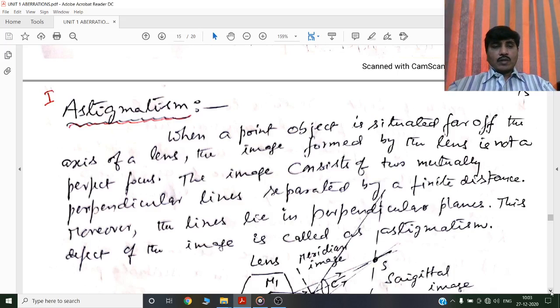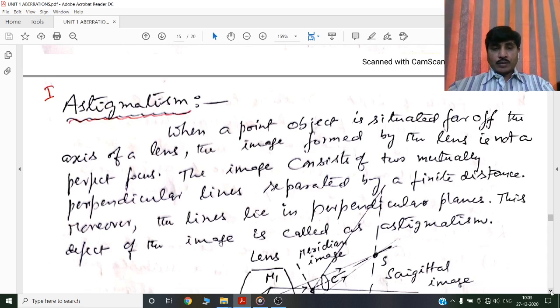Now, the next aberration is astigmatism. When a point object is situated far off the axis of a lens, the image formed by the lens is not a perfect focus. The image consists of two mutually perpendicular lines separated by a finite distance. Moreover, the lines lie in perpendicular planes. This defect of image is called astigmatism.